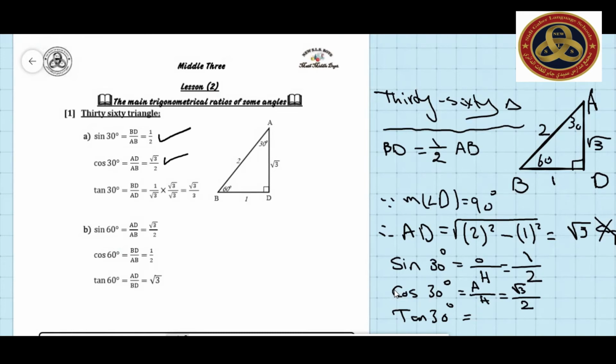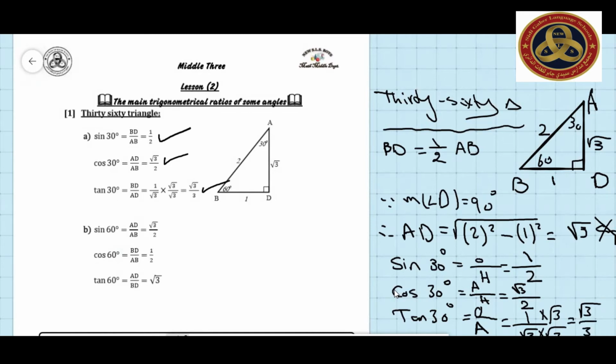The last one, how do we get tan 30? To get tan 30, who can tell me the ratio of the tan? Opposite over adjacent. 1. And the adjacent of angle 30 is root 3. We have studied before in middle 2, if I have a root in the denominator, we can get it in the simplest form by multiplying by root 3 up and down. It will be root 3 over 3. This is the main rule.